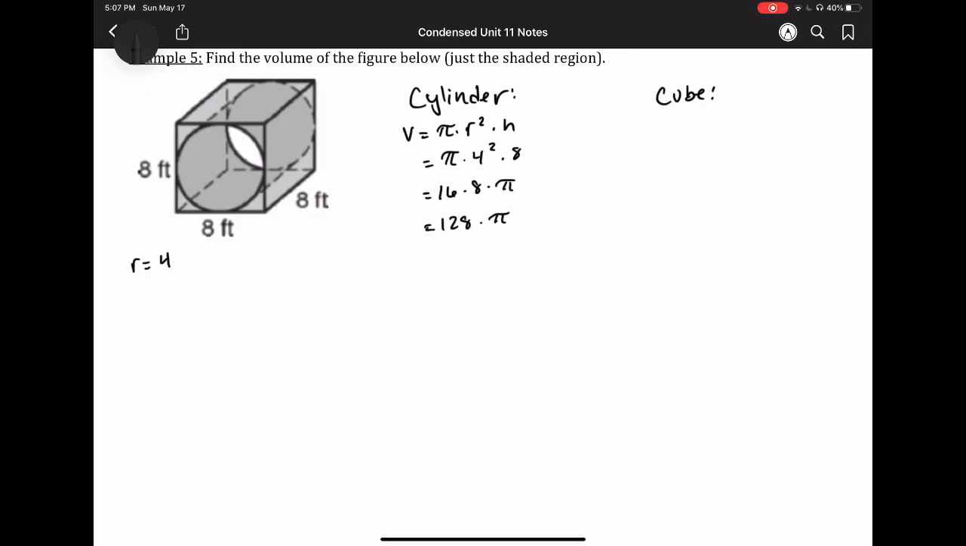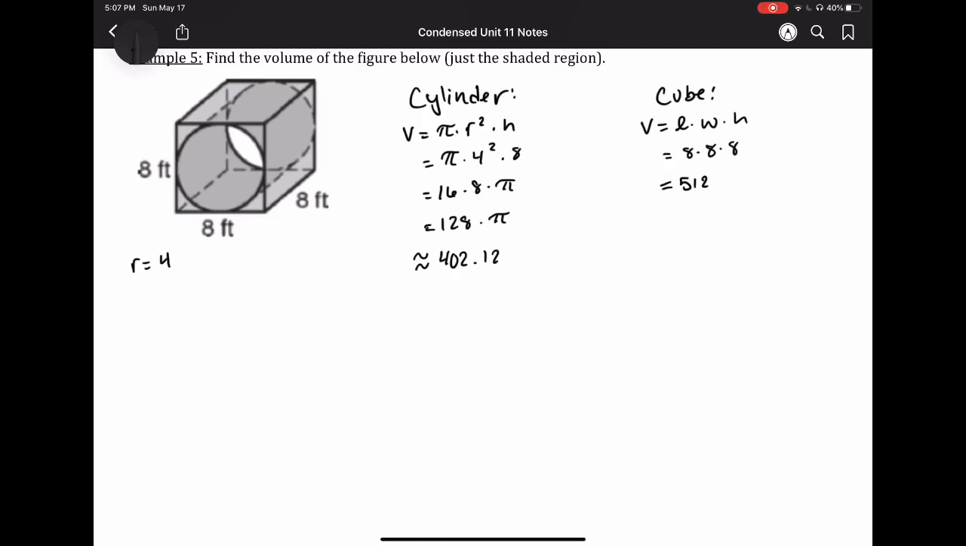128 times pi is approximately equal to 402.12. Now I'm going to go ahead and find the volume of my cube, which is equal to length times width times height. It's a cube, so all of those things are 8. So I have 8 times 8 times 8, which is equal to 8 cubed. When I multiply that out, that gives me 512.